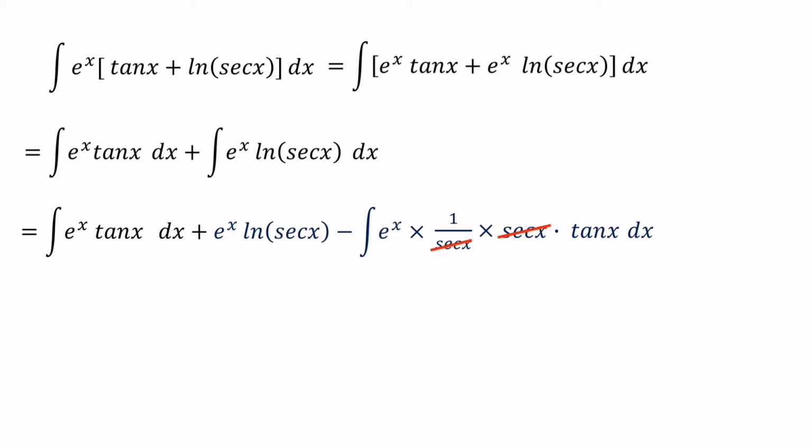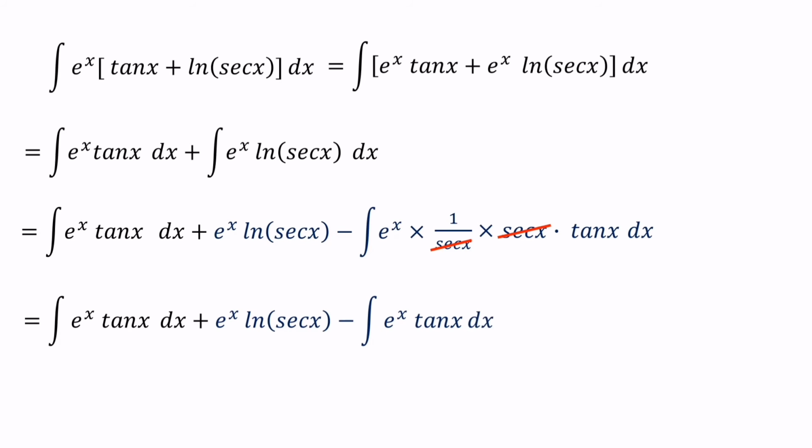Now we have integral e to the power of x tan x plus e to the power of x ln sec x minus integral e to the power of x tan x. We can cancel out the integral e to the power of x tan x with the minus integral e to the power of x tan x. Then we can get the answer e to the power of x ln sec x. So we have the final answer e to the power of x ln sec x plus c. Here c is an arbitrary constant.